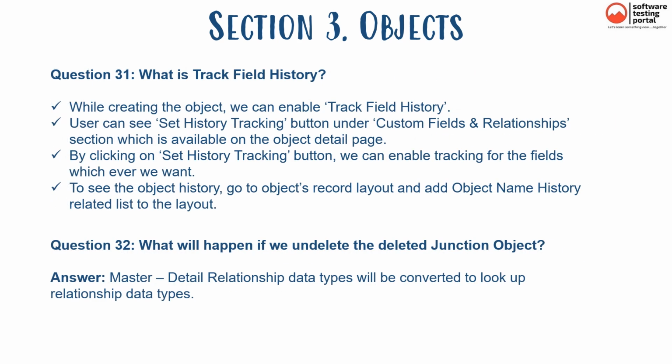Question 31. What is track field history? While creating the object, we can enable track field history. If we enable track field history, the user can see the Set History Tracking button under the Custom Fields and Relationships section, which is available on the object detail page. By clicking on the Set History Tracking button, we can enable tracking for whichever fields we want. To see the object history, go to the object's record layout and add the Object Name History Related List to the layout. Whenever a user changes a field value from one value to another, it will show the history of the field in the Object History Related List.